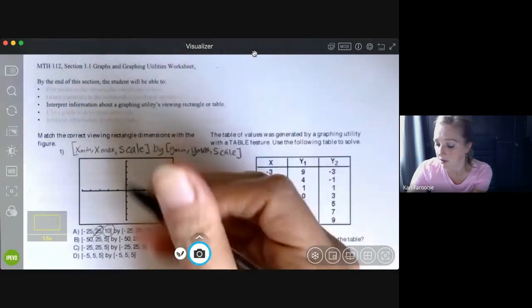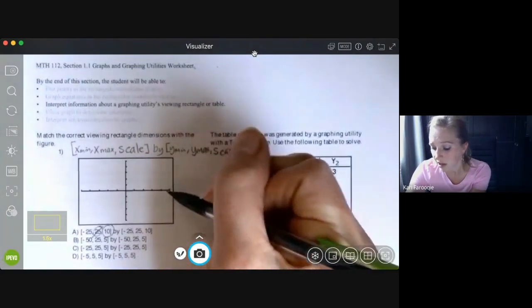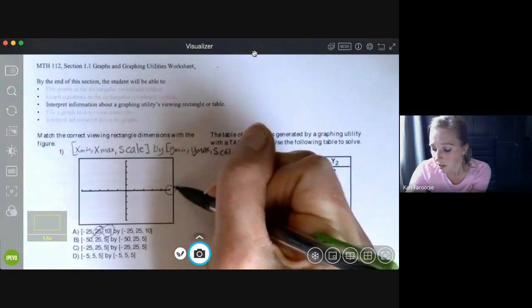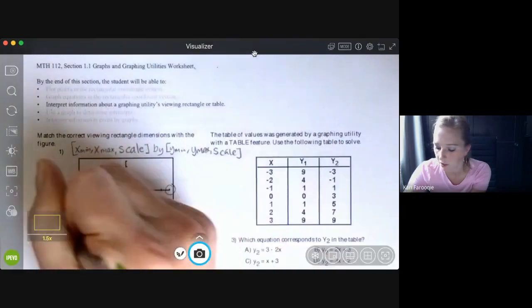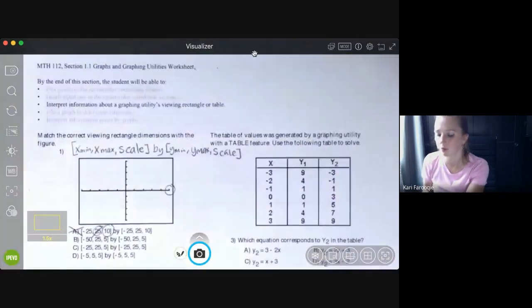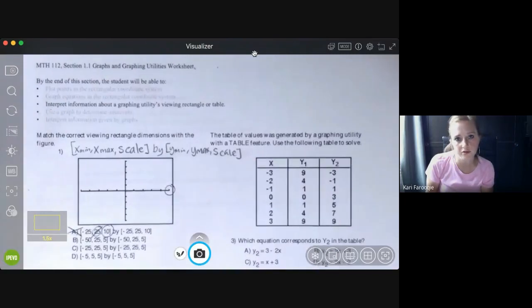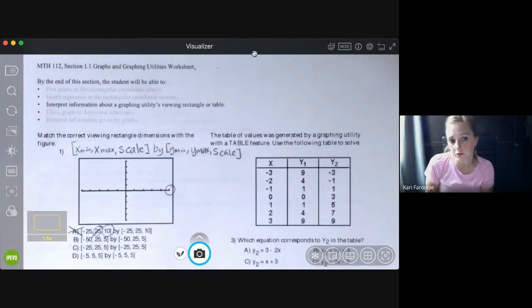It can't be, because if each one of your tick marks represents 10, well, then the x-axis max would not be 25, it would be 50. So you can kind of go through each one of these multiple choice options by using this sort of thinking.